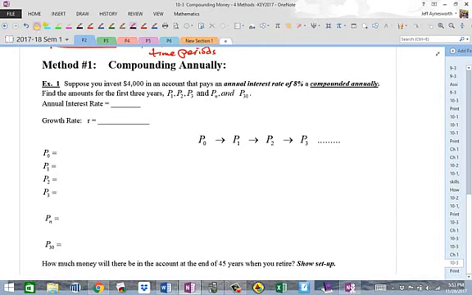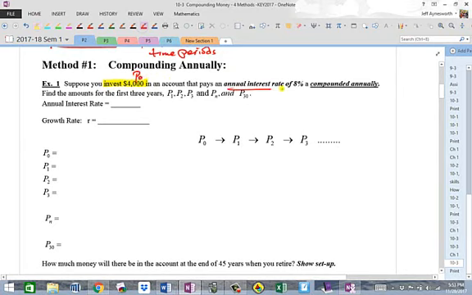So what we have is an initial investment of $4,000. That's going to be your initial amount, P sub 0. The annual interest rate is right here, 8%. So I'm going to write down 8% right here. And it's going to be compounded annually. So that is super important. That means one time a year. Annually means per year. One time per year.